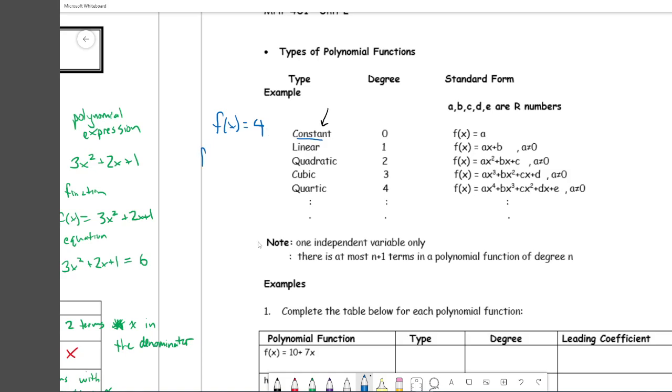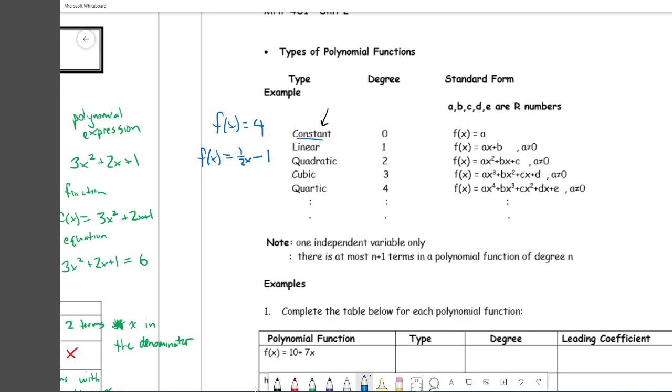A linear function might be something like f(x) = 1/2 x - 1. That would be a linear function. You can see that its degree is 1, because the highest exponent of x is a 1. So that's what they're saying here with degree is 1. And that we know creates a straight line.